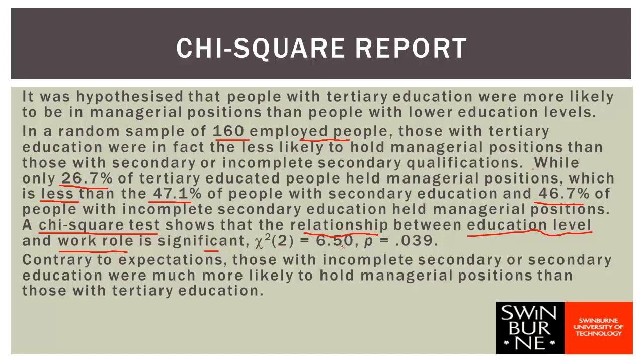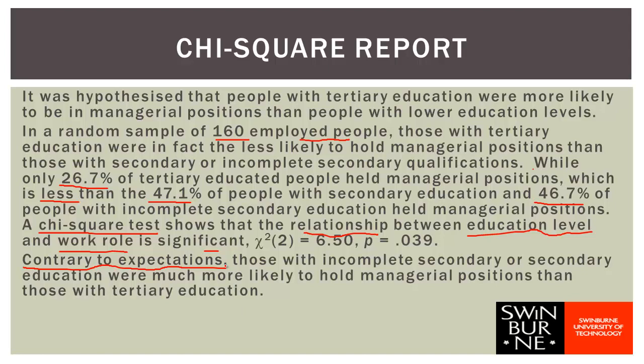Quoting our chi-squared figure, our degrees of freedom, the chi-squared stat, and my p-value. And then finishing with our conclusion. So we were hypothesizing that people with tertiary education were more likely to be in managerial positions. As it turned out, they were actually less likely. So we start our conclusion with "contrary to expectations," because it was actually the reverse. There was a significant relationship, but it was the reverse of what we thought it would be.